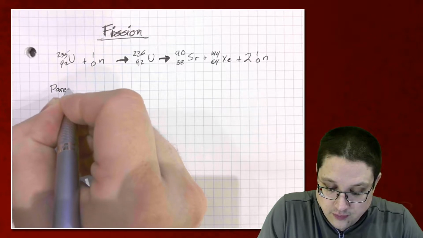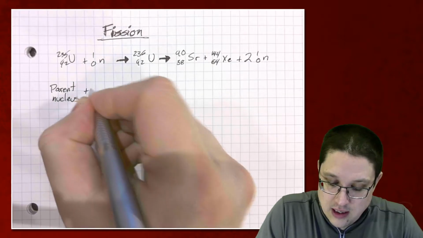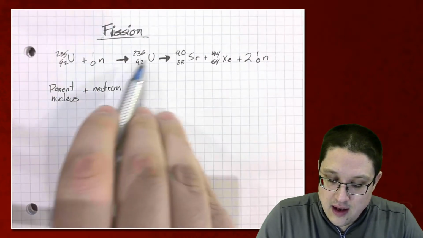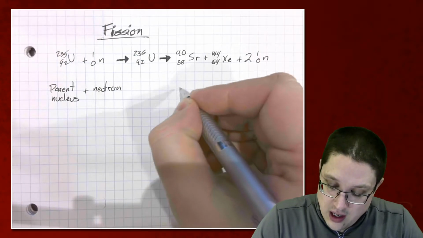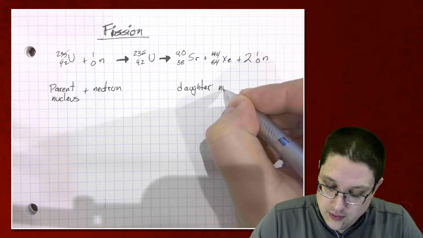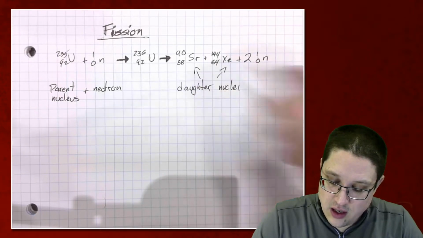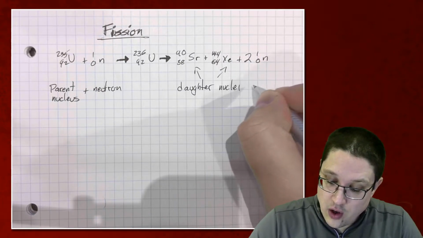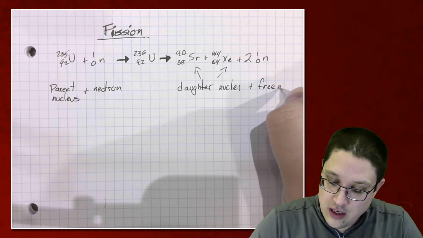parent nucleus, plus a neutron. They hit, the neutron is absorbed, and then it undergoes fission to become the daughter nuclei. Both strontium and xenon in this case are the daughter nuclei. In addition to that, we also have plus more free neutrons.